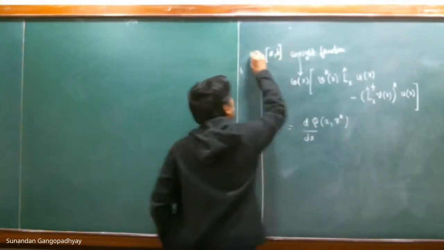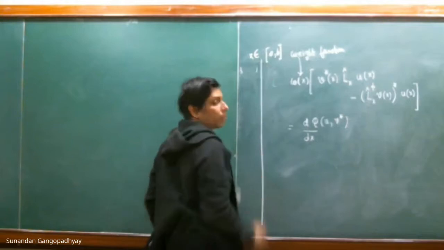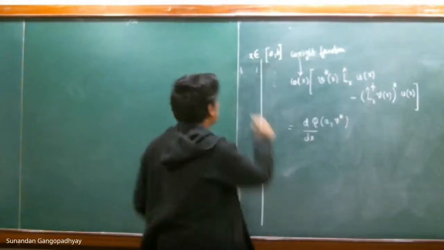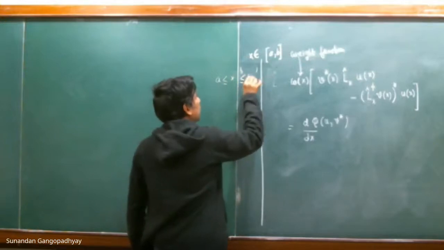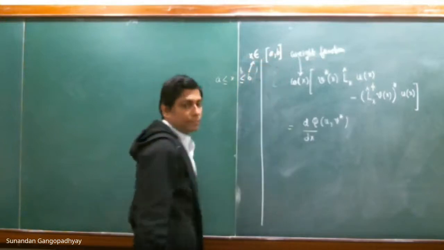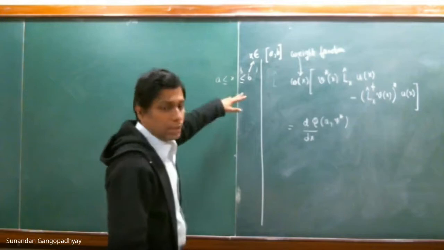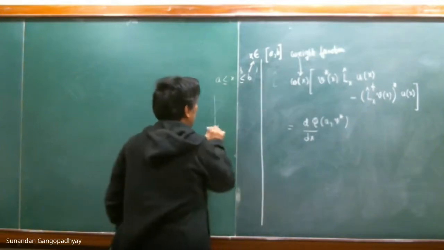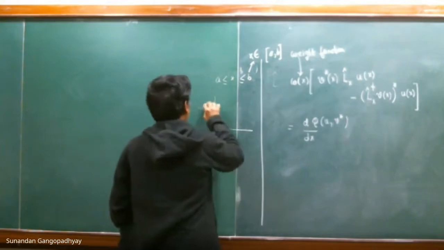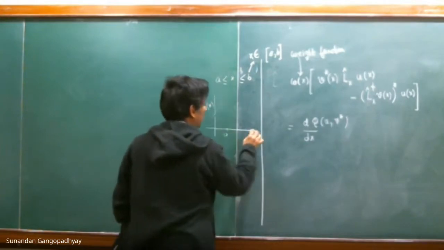So what do I mean by that? X belonging to this closed interval a b, that is a less than or equal to x less than or equal to b. This is how you denote a closed interval. For x belonging to this interval, w of x is a positive definite function. So it may look something like this.